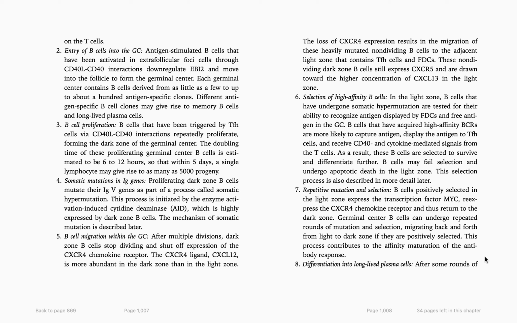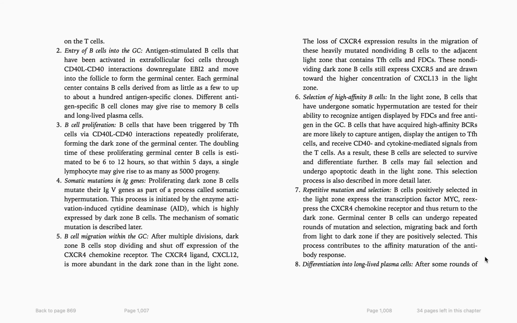Repetitive mutation and selection. B cells that are positively selected in light zones express the transcription factor MYC, re-express the CXCR4 chemokine receptor, and thus return to the dark zone. Germinal center B cells can undergo repeated rounds of mutation and selection, migrating back and forth from the light zone to the dark zone if they are positively selected. This process contributes to the affinity maturation of the antibody response.